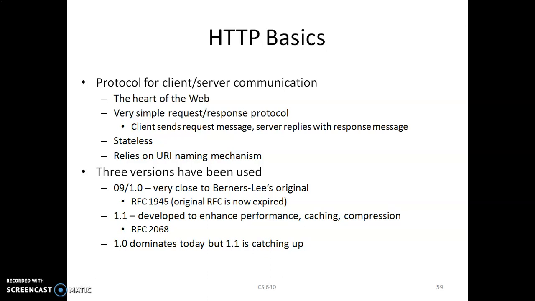There are basically three versions which have been used for HTTP. First is 0.9 or 1.0, which was very close to Berners-Lee's original. The RFC 1945 has now expired. The next version was 1.1, which was developed to enhance performance, caching, compression, etc. Its RFC is 2068. The 1.0 version dominates today, but 1.1 is catching up.